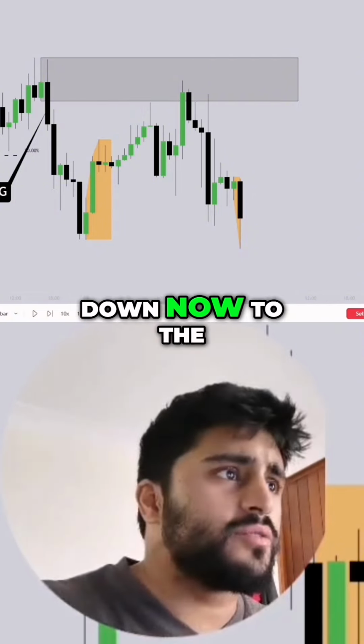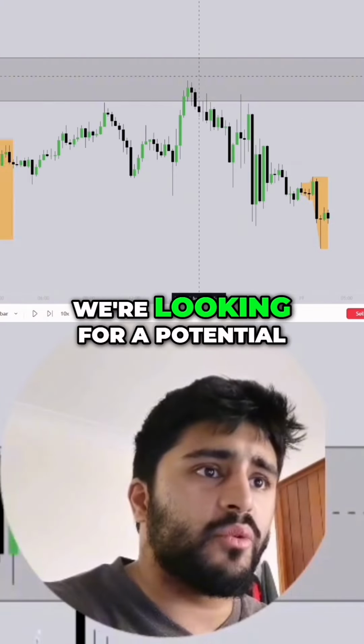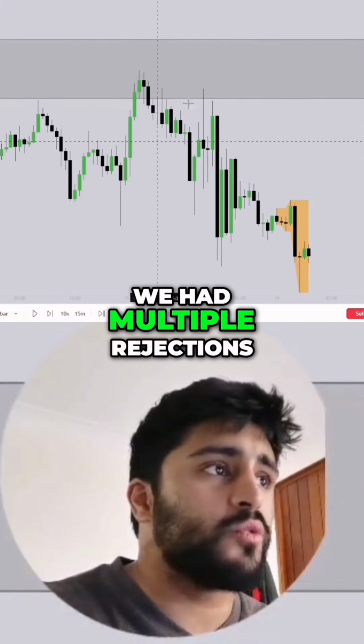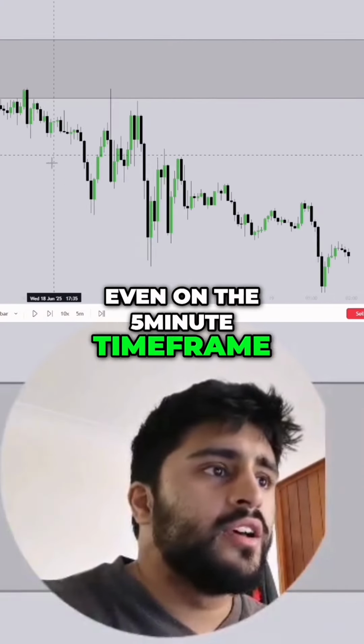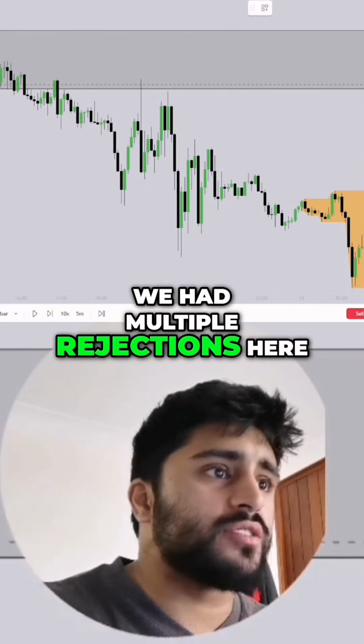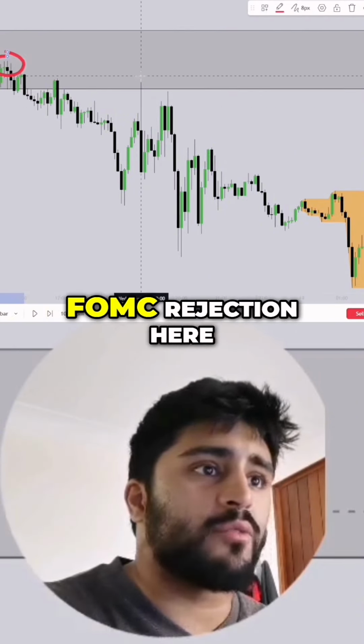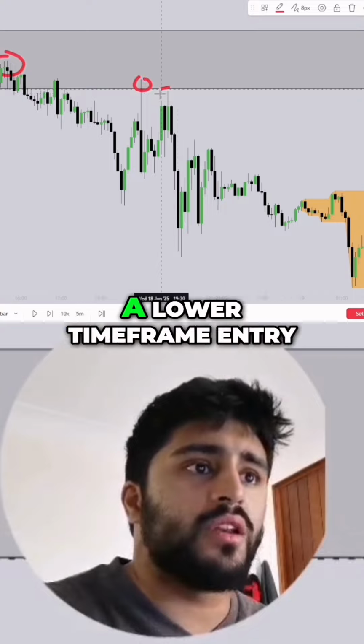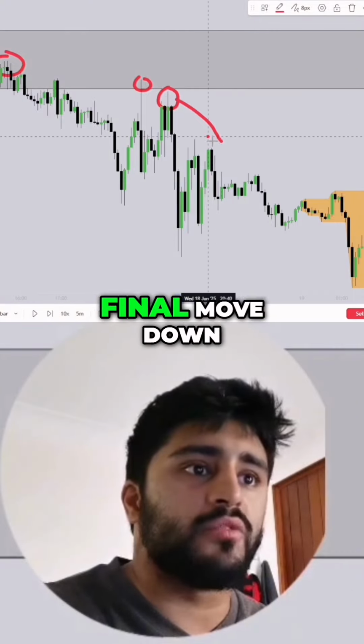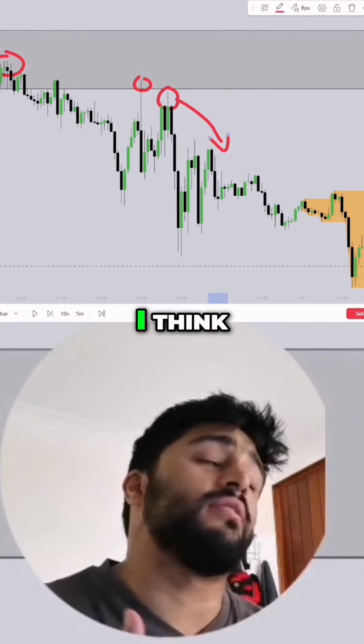So when we go down now to the 15-minute time frame, we're looking for a potential, well, we had multiple rejections, even on the 5-minute time frame. So on the 5-minute time frame, we had multiple rejections here. We also had our FOMC rejection here, and there was also a lower time frame entry over here before the final move down. So quite erratic price action, I think.